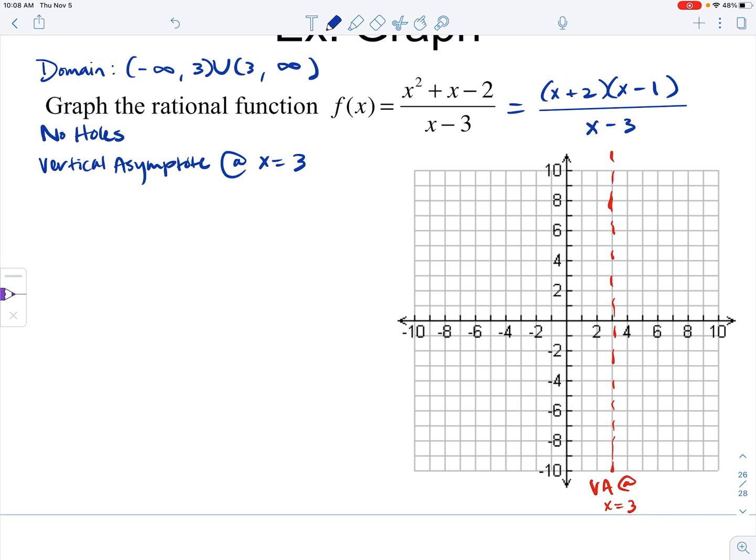Next, I'm going to identify the x-intercepts by thinking about setting the numerator equal to 0. And since I've already factored the numerator, I can see that there will be an x-intercept at negative 2, 0 and at positive 1, 0. So I'm going to plot both of those points. So negative 2, 0 and 1, 0.